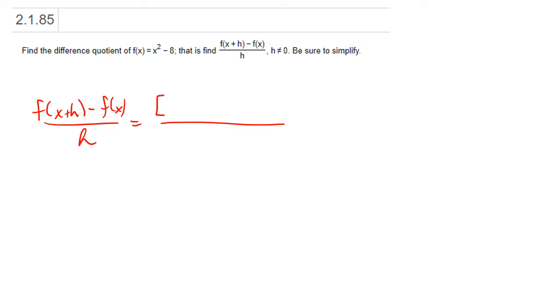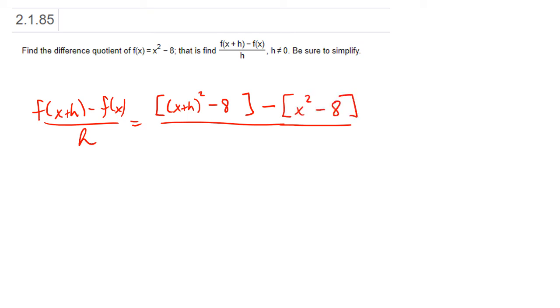So first, we have f of x plus h. So we take the input x plus h and square it and then subtract 8, because that is what the function says. Take the input, square it, then subtract 8. Then what we have to do is subtract f of x. Well, f of x is x squared minus 8.